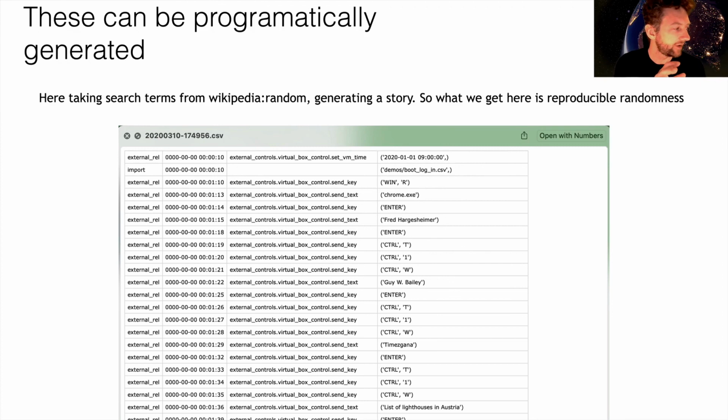Don't really have time to go into this, and it's a little bit future work in terms of something we took from Forensic 2 in terms of reproducible randomness. So this was actually generated by code looking at Wikipedia random, getting a topic, doing a search for it, and generating the story for that.